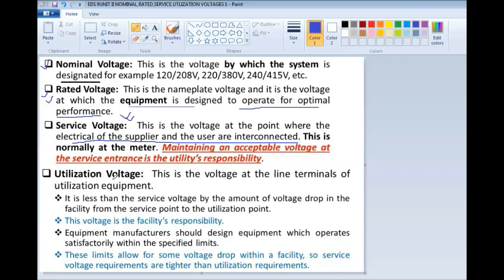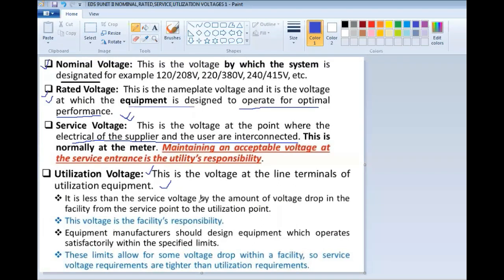Okay. Next, utilization voltage. The utilization voltage is the voltage at the line terminals of the utilization equipment. So whatever voltage is available at the socket of the fridge or at the socket of the grinder or mixer, that is called the utilization voltage. It is less than the service voltage.